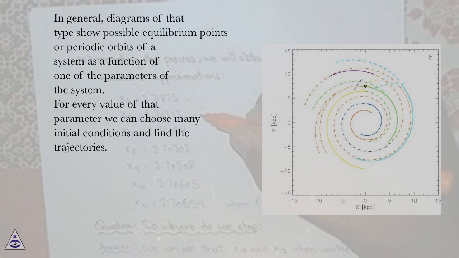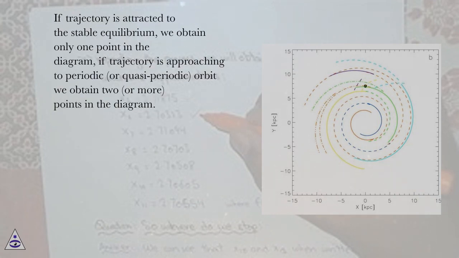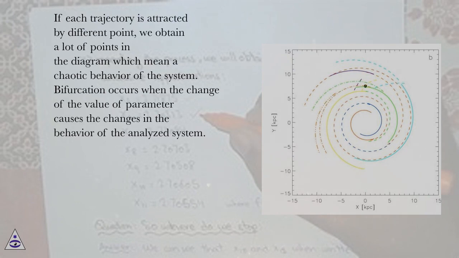For every value of that parameter we can choose many initial conditions and find the trajectories. If a trajectory is attracted to the stable equilibrium, we obtain only one point in the diagram. If a trajectory is approaching a periodic or quasi-periodic orbit, we obtain 2 or more points in the diagram. If each trajectory is attracted by a different point, we obtain a lot of points in the diagram, which means a chaotic behavior of the system. Bifurcation occurs when the change of the value of a parameter causes changes in the behavior of the analyzed system.